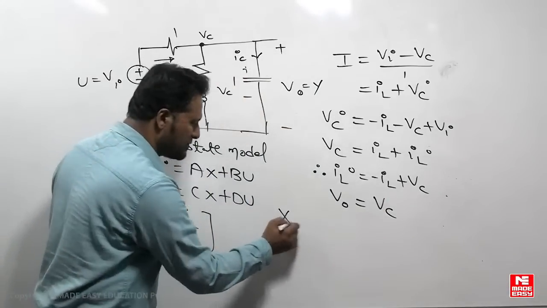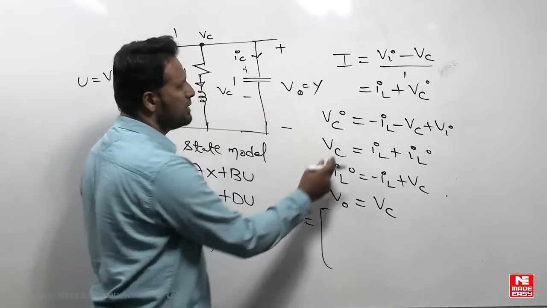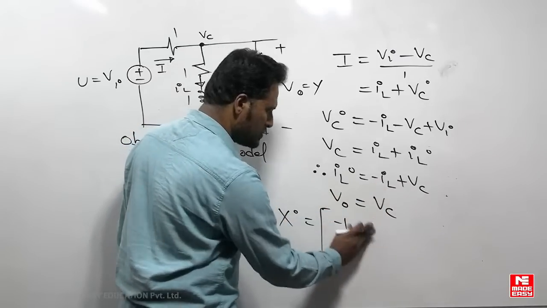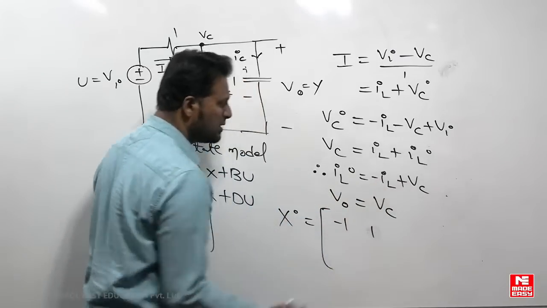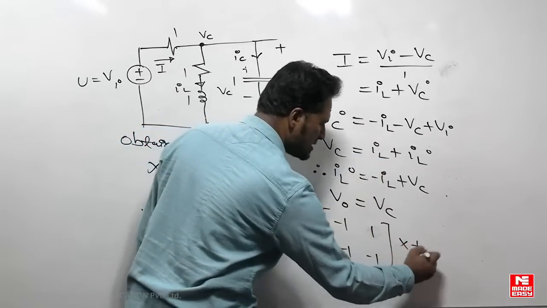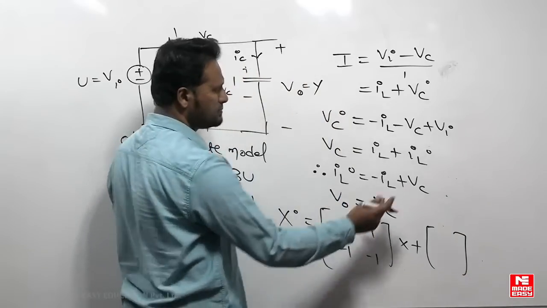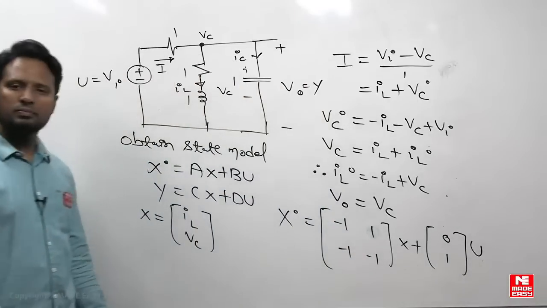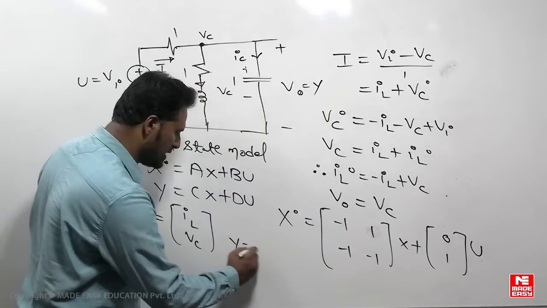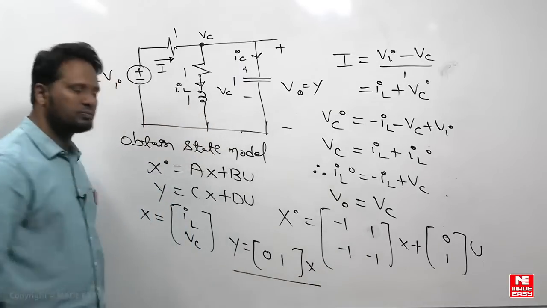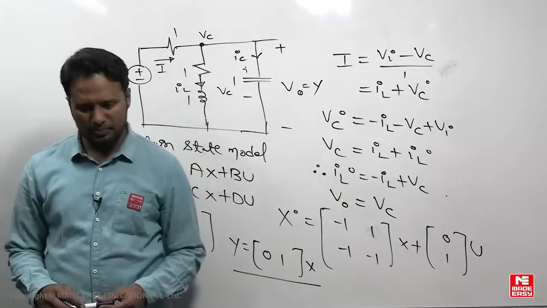So what is state model of this system? X dot is equal to first IL dot, no? minus 1, 1, VC dot minus 1, X plus VI is here 0, 1, U and Y is equal to 0, 1, X. यह इसका स्टेट मॉडल.